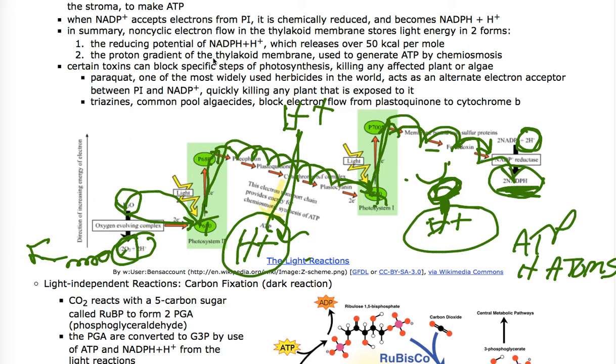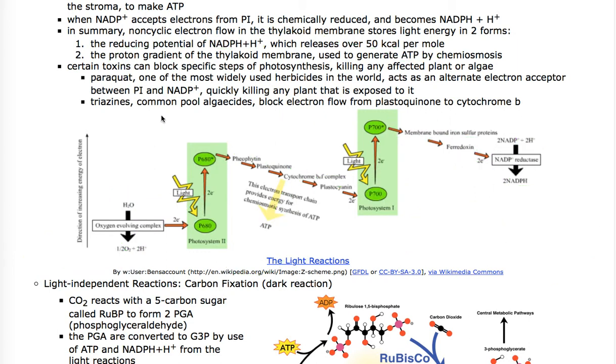The second way that photosynthesis stores energy is it builds the proton gradient, which is used in turn to make good old ATP. So the ultimate products of the light reaction are this gadget and this gadget, ATP and NADPH plus H plus. Now, there are certain poisons that can actually block specific steps of photosynthesis.